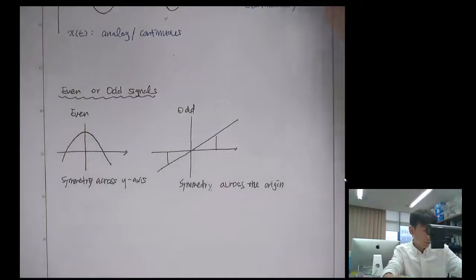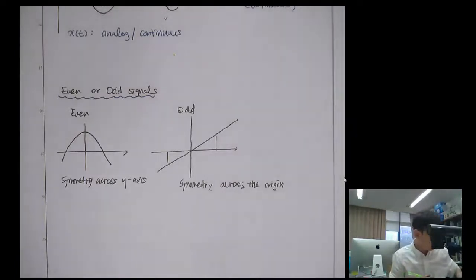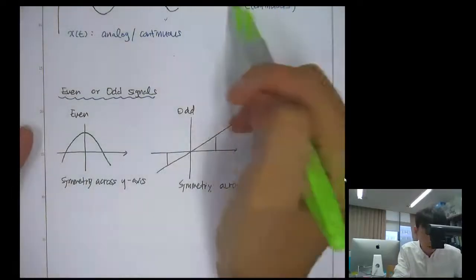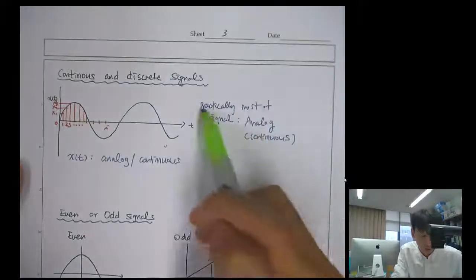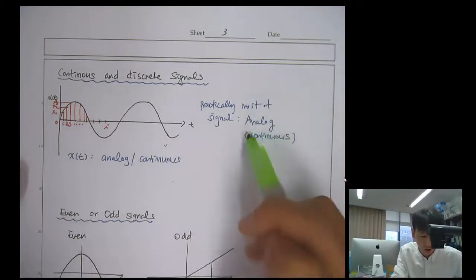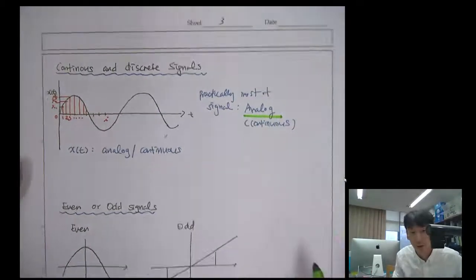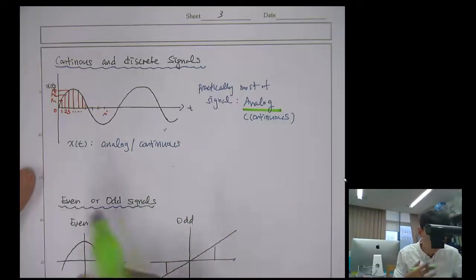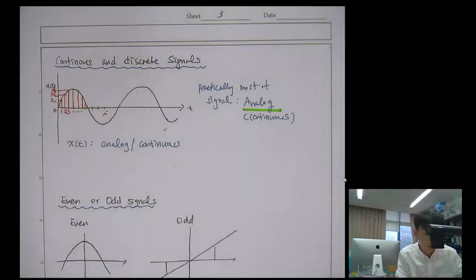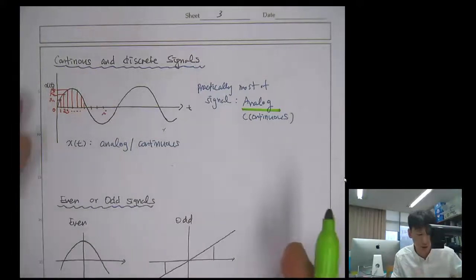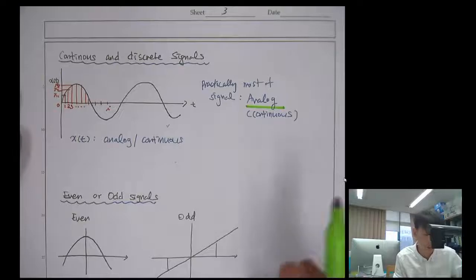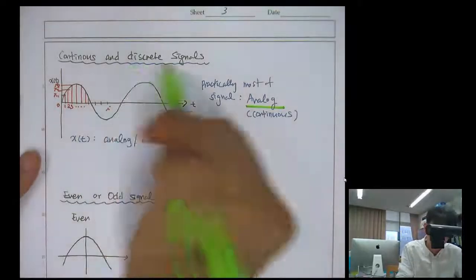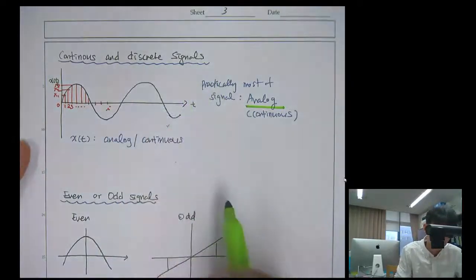So then, continuous signal and discrete signal. Practically most signals are analog, continuous signals. But when we electronically load the signal and save it in your computer or the oscilloscope, it becomes digitized. So it becomes a discrete signal.